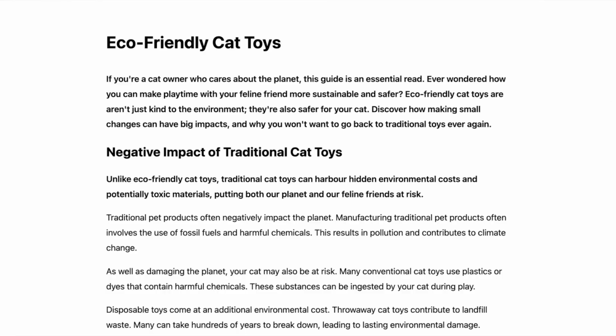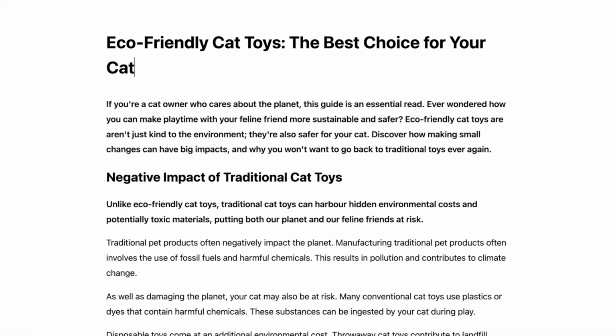Now, as with the last lesson where we worked on our subheadings, the careful planning work we've already put into defining our message and approach should help us here. If I wanted to keep things simple, I could call Green Cat's blog post Eco-Friendly Cat Toys, the best choice for your cat and the planet. It's descriptive, clear, concise, and, of course, it contains my focus key phrase.